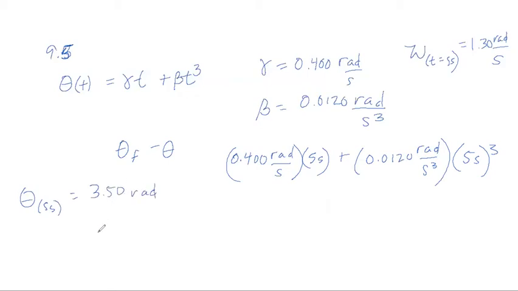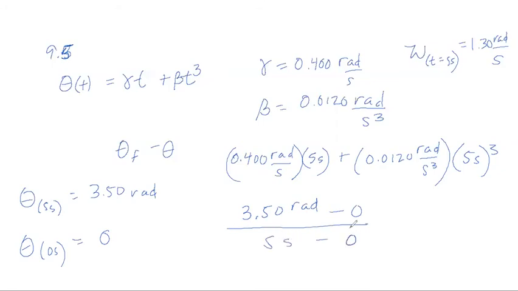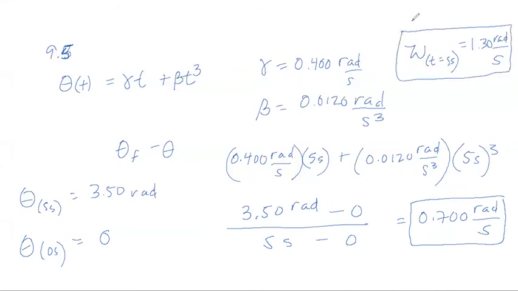And then theta at 0, we've already determined that. Theta at 0 would be 0. So we're going to have 3.50 radians minus 0 over 5 seconds minus 0. And that is going to be 0.700 radians per second. So the average is not going to be the same as the instantaneous, as you can see right there. That was 9.5.